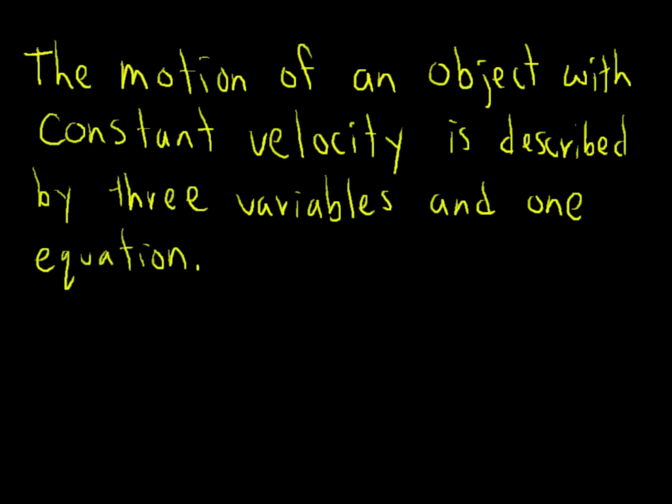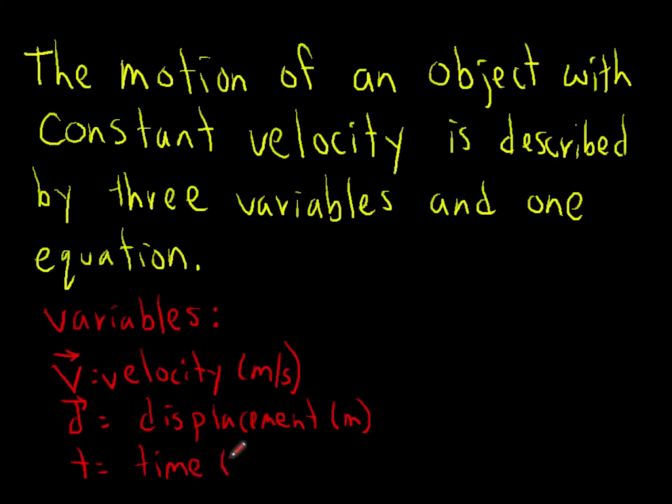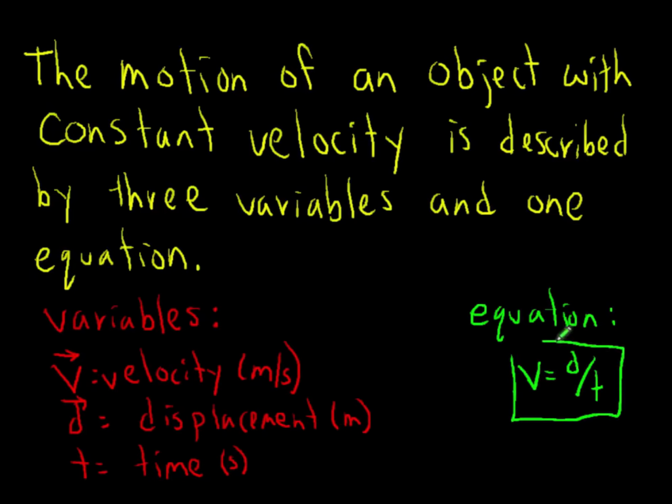The key variables for constant motion, constant velocity, are v, which is the symbol for velocity, unit is meters per second, d, which is the symbol for displacement, with the unit meters, and t, which is a symbol for time with the unit seconds. The equation for constant velocity is v equals d over t. This is the only equation that you can use if an object is moving with constant velocity.